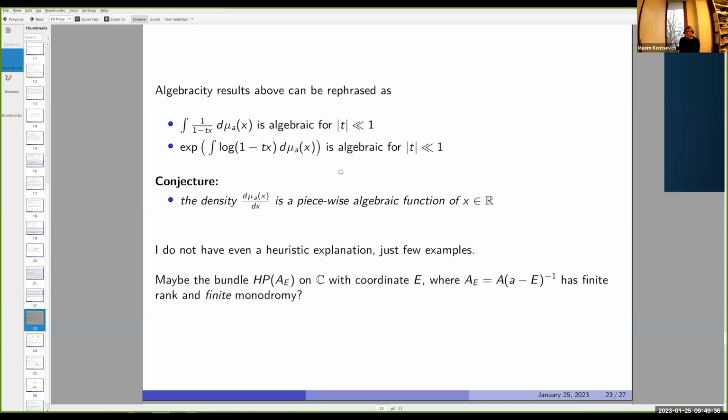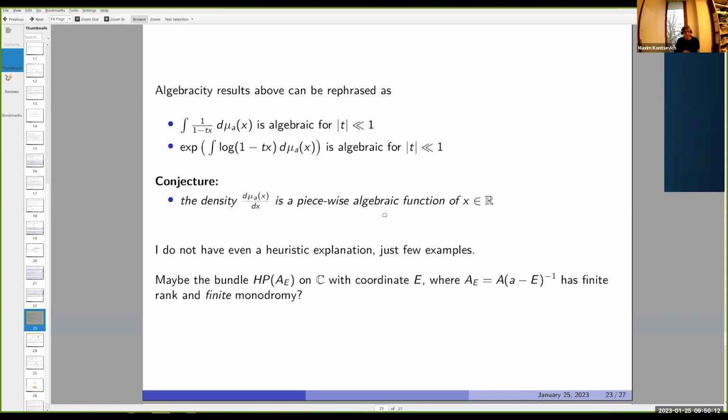And now a brand new conjecture. That's a third algebraicity, and there's no logical relation to the first two: the density itself is also algebraic. It's a piecewise algebraic function. So it's a bit more complicated. Before, we had germs of algebraic functions at zero, but here it is piecewise algebraic, so the real line will be decomposed into several intervals, with different functions on different intervals. In fact, it already happens in the case when you have just one variable.